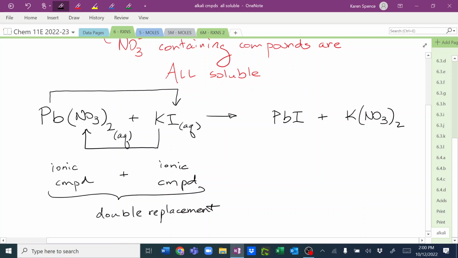What is wrong with what I have done? They're not balanced. Why are they not balanced? Pb has a 2+ charge, because nitrate is -1 each, and there's 2 of them. So Pb has 2 plus, and I has 1 minus, and so it can't be PbI, it must be PbI2. Yes?